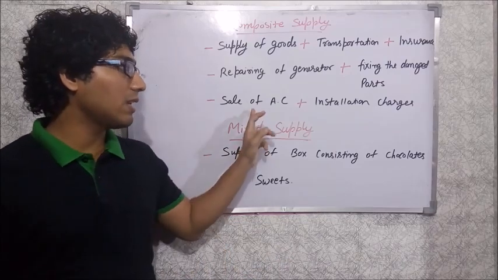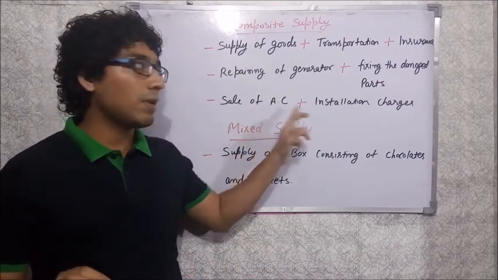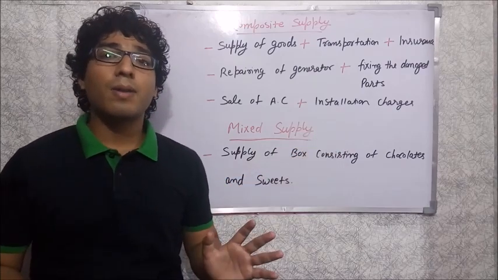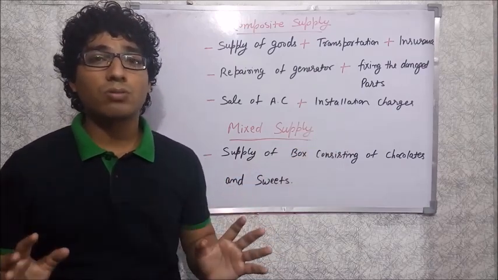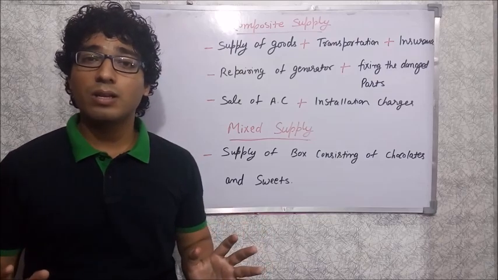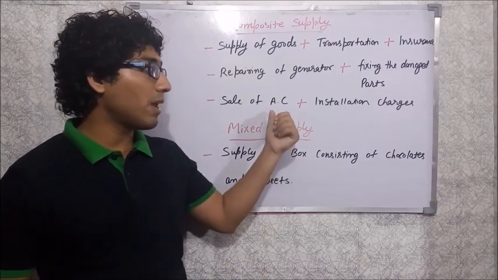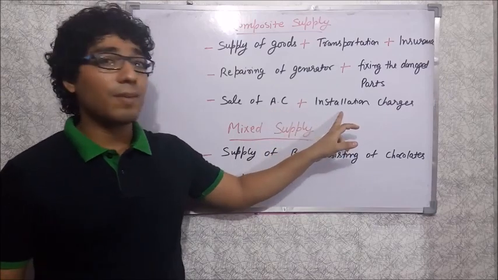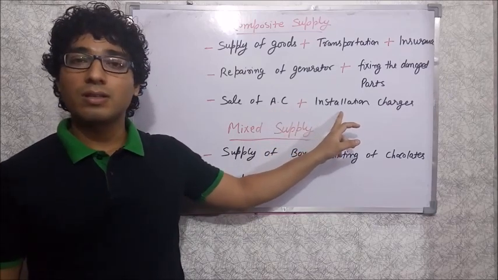Okay, now the third one is the sale of an AC plus the installation charges. When someone sells you the AC and also takes installation charges, in that case also there are two supplies. The first one is the supply of the AC, which will be treated as a supply of goods, and the second one is the supply of services of installation charges.